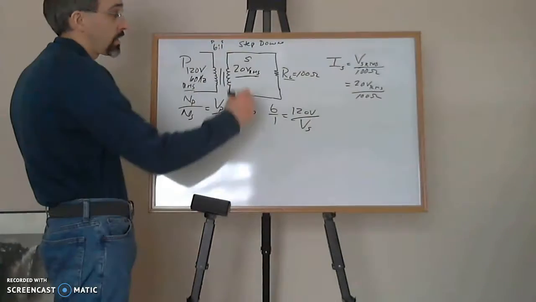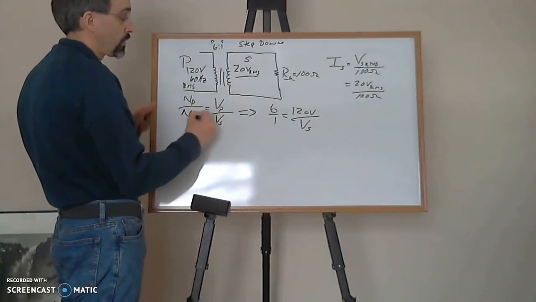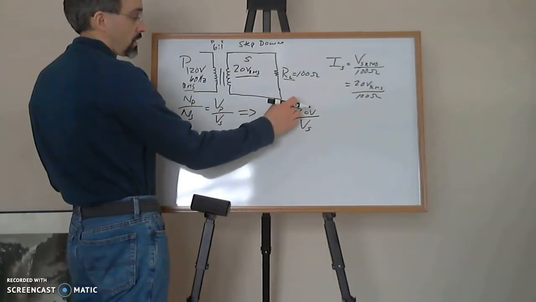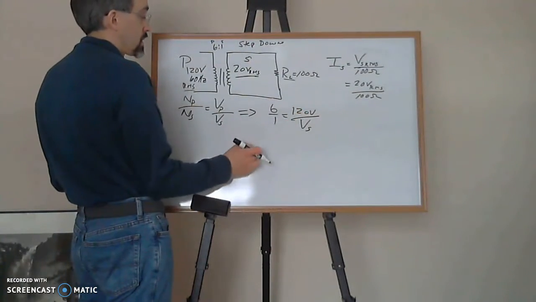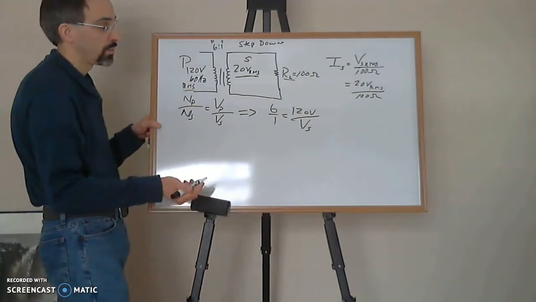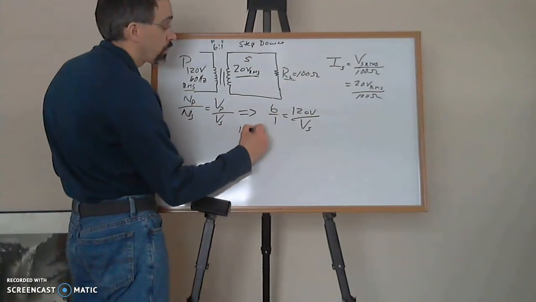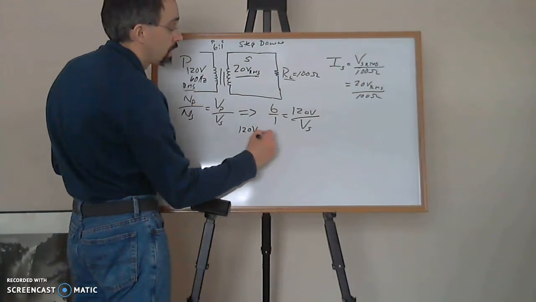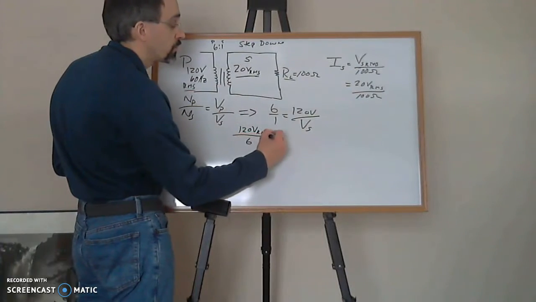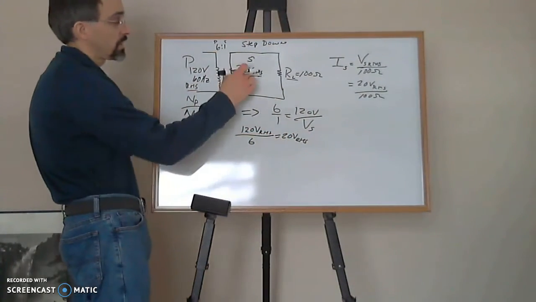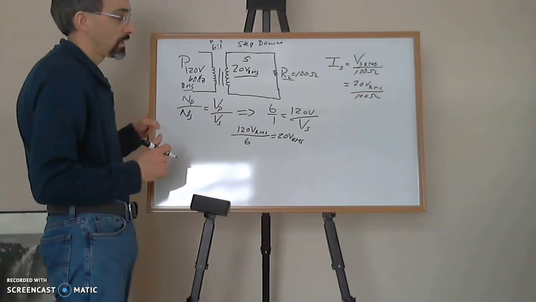So if I'm looking for the voltage on the secondary right here, what I could do is put in the 6 to 1 here and 120 over the VS. And that's just using this equation. Using simple cross multiplication, I could take 120 volts RMS and divide it by 6, which gives me 20 volts RMS. So you say that is 20 volts RMS on that side.